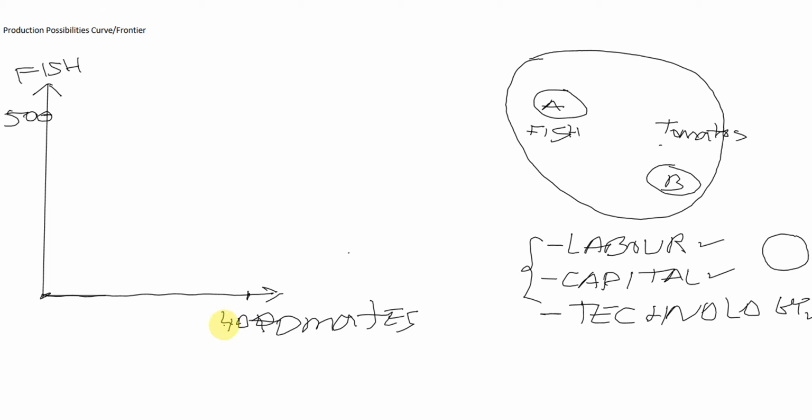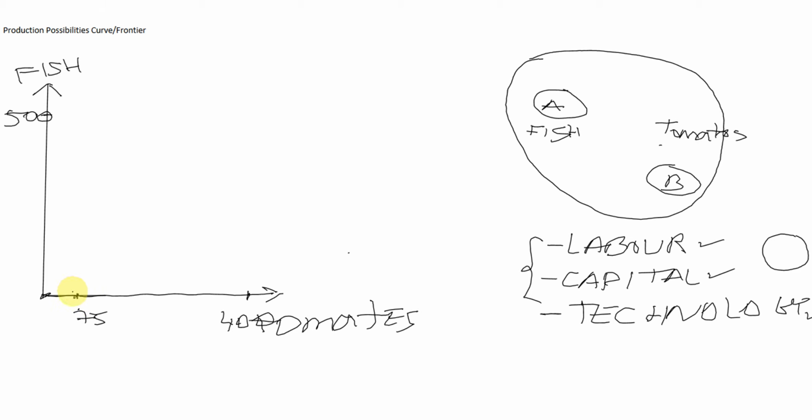But now, what if we produce a bit of tomato and more fish? In that case, say we are somewhere here. So let's say we produce a little bit of tomato here. Say this is 75 tons. Then obviously it consumes a bit of our resources, labor and capital. This has to be dedicated.